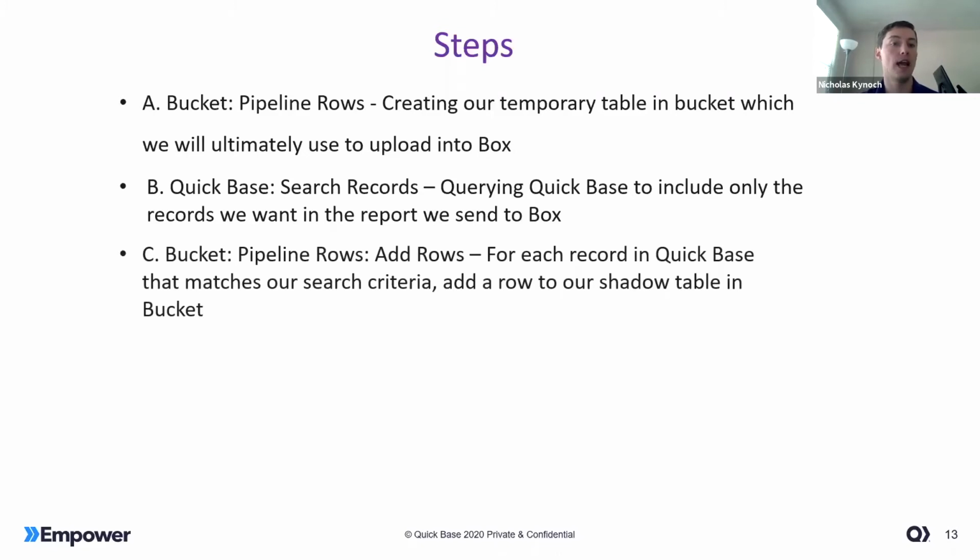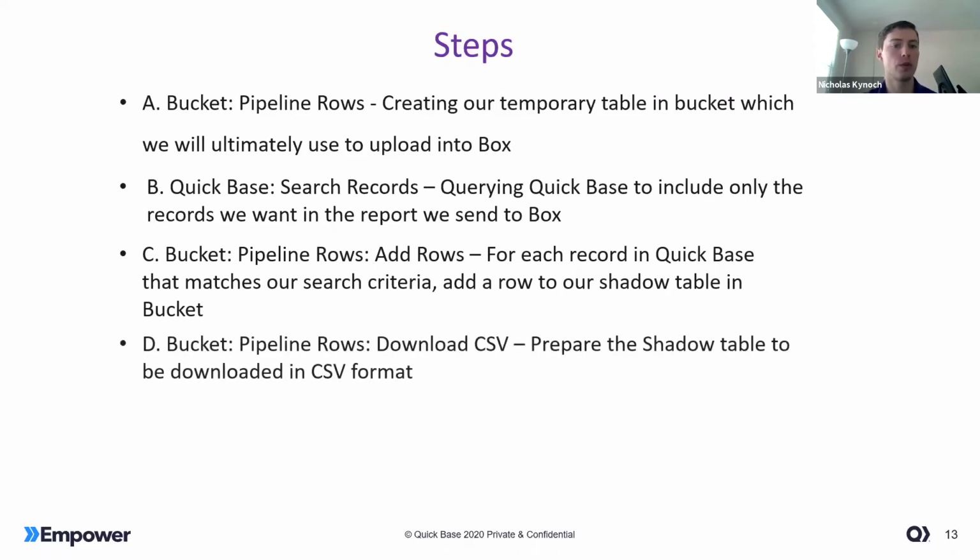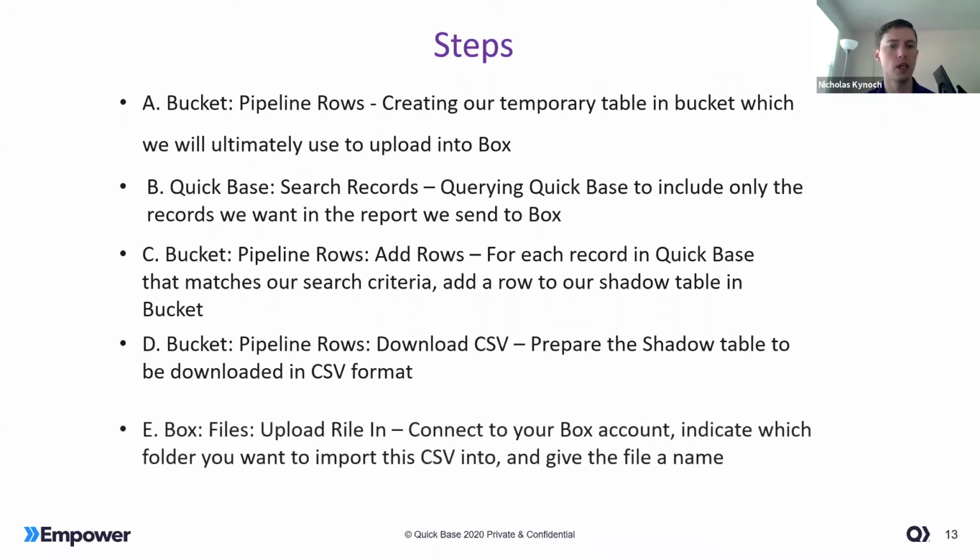We will then add a row into our bucket for every record in QuickBase that matches our search criteria. From there, we will prepare our bucket table into CSV format to be ready to be downloaded into our Box account. Finally, we will upload this file into our Box account and indicate which folder we want to import this CSV into.